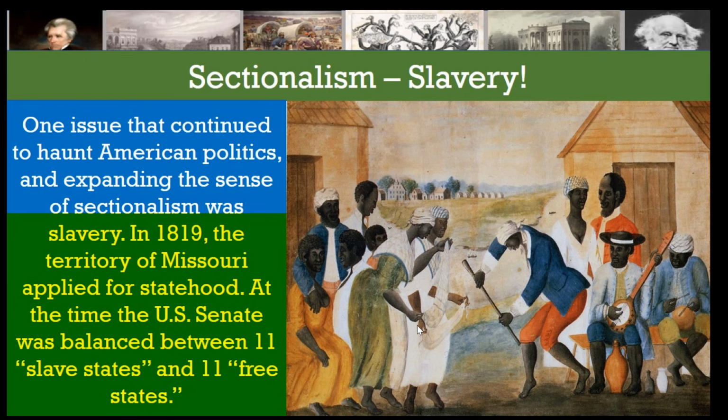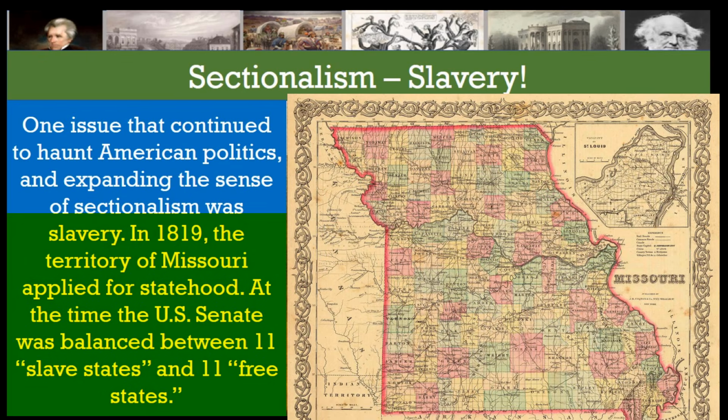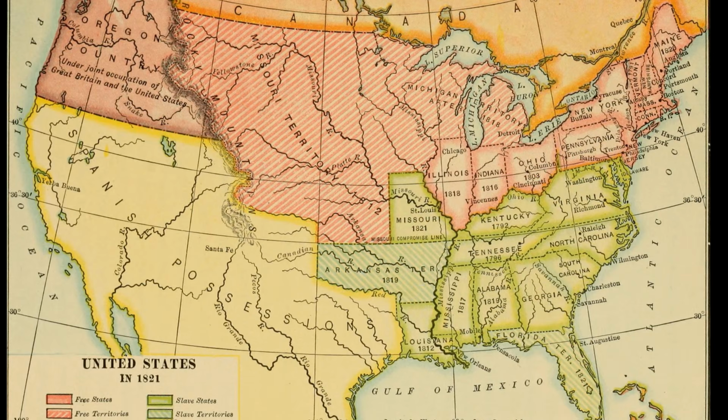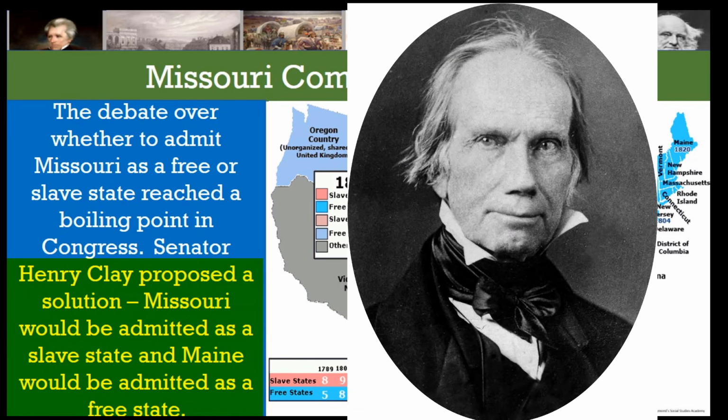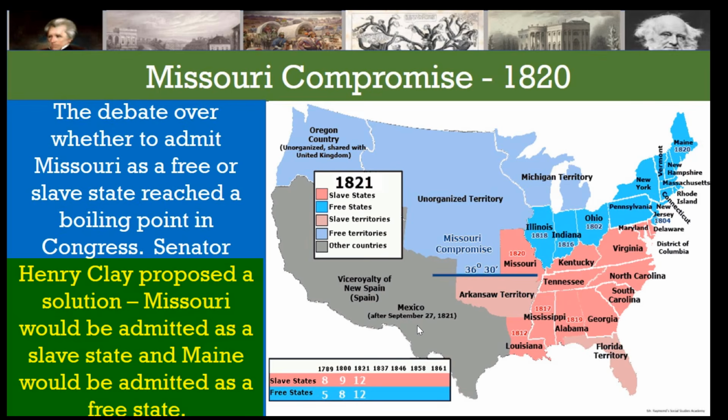In 1819, the territory of Missouri applied for statehood. At the time, the U.S. Senate was balanced between 11 so-called slave states and 11 free states. The debate over whether to admit Missouri as a free or slave state reached a boiling point in Congress. Senator Henry Clay, who we'll talk about more in our next lesson, proposed a solution. Missouri would be admitted as a slave state, and Maine would be admitted as a free state.